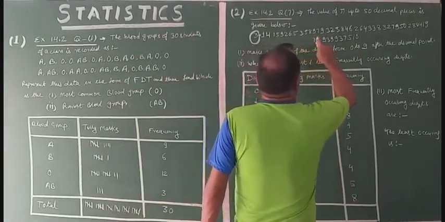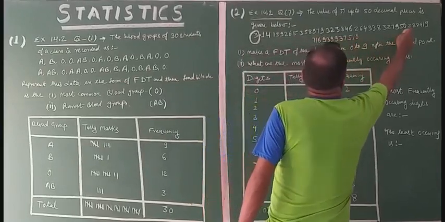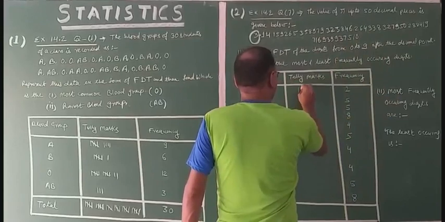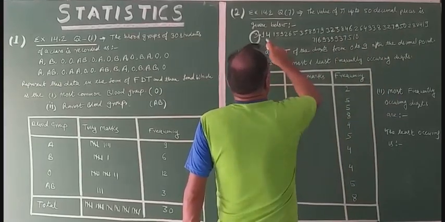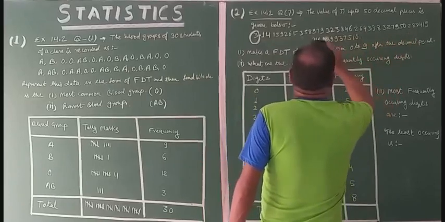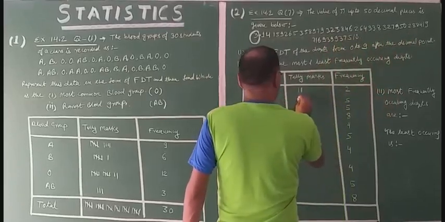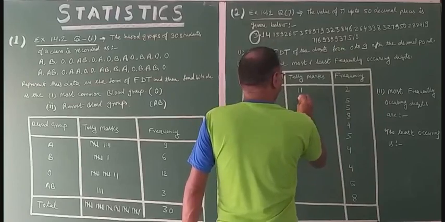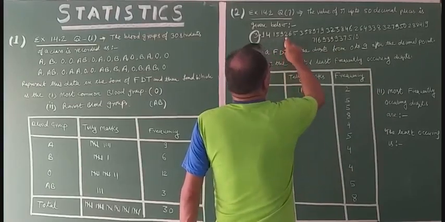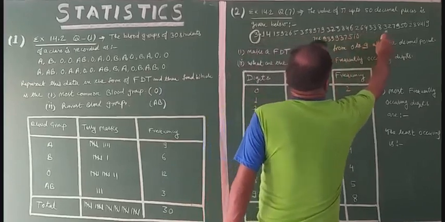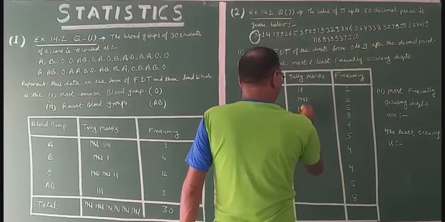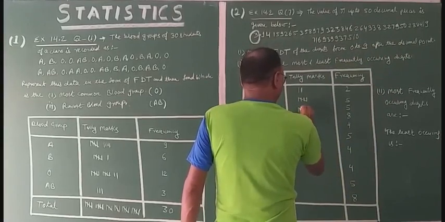We will start from here. 1 is here and 0 is here, 2 times, so we will use 2 tally marks. Again 1, 1, 2, 3, 4, 5 times. 1 is 5 times. Again 2: 1, 2, 3, 4, 5. Okay. Again 2 is 5 times: 1, 2, 3, 4 and 5.